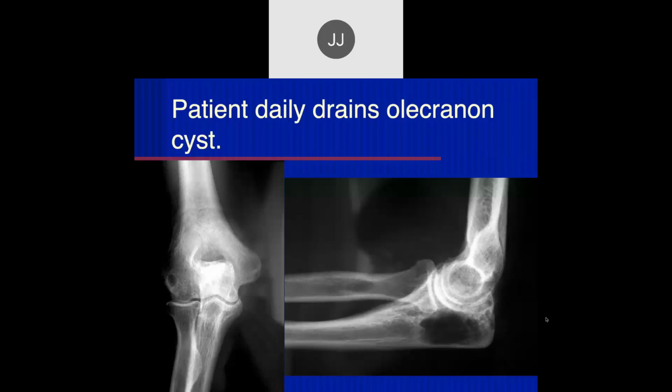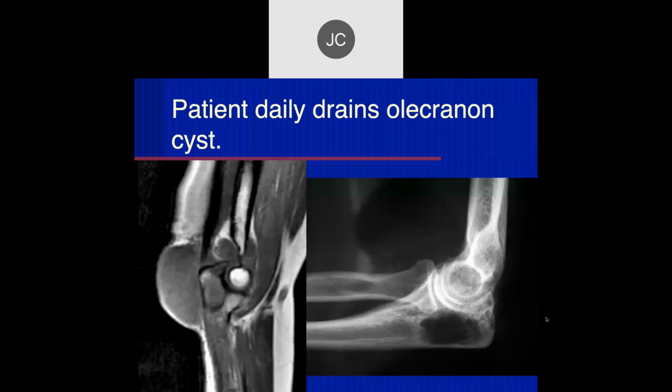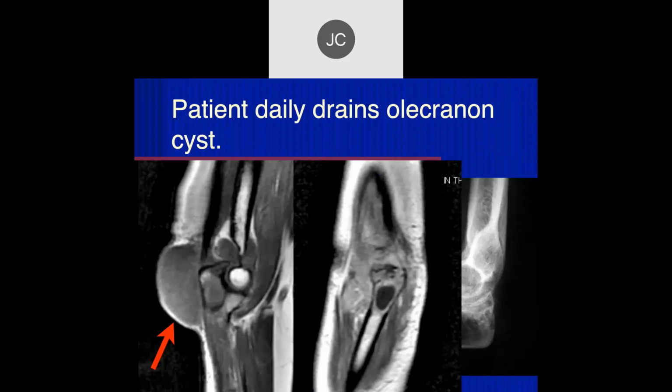All right, so patient immediately drains olecranon cyst. It looks like there's a big lucent lesion in the olecranon. Can't see the overlying soft tissues, but there's a big cystic structure overlying that olecranon. She was sticking a needle into this, which actually communicated with the cyst in the olecranon.